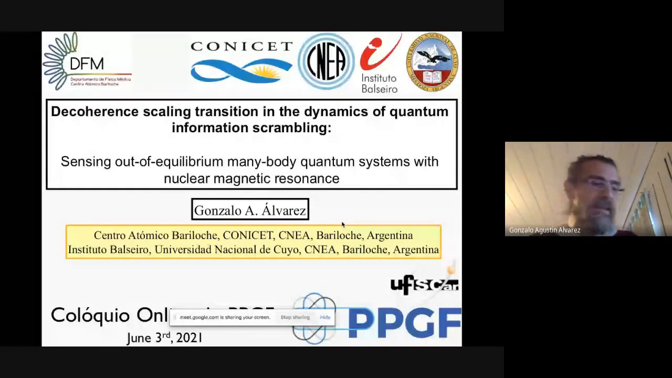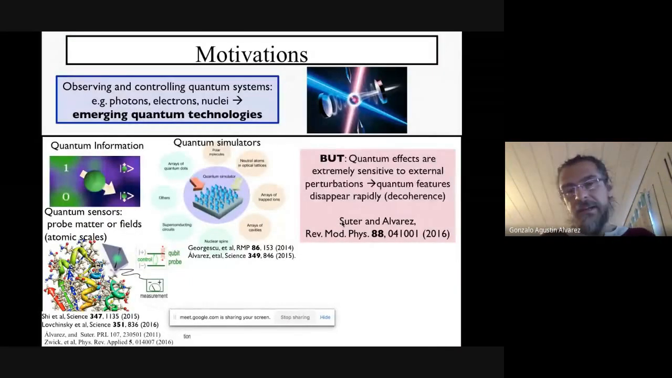So, to give you an idea of the main motivation that we are pursuing in our research, it is related to the huge progress that has been made recently: we now have a lot of control over how to observe and how to control quantum systems. In particular, we are now able to control individual quantum systems like photons, electrons or nuclei. And this is leading to the development of what is called quantum technology. There is a lot of interest in several countries, which are pushing these flagship innovation and research lines to develop these quantum technologies.